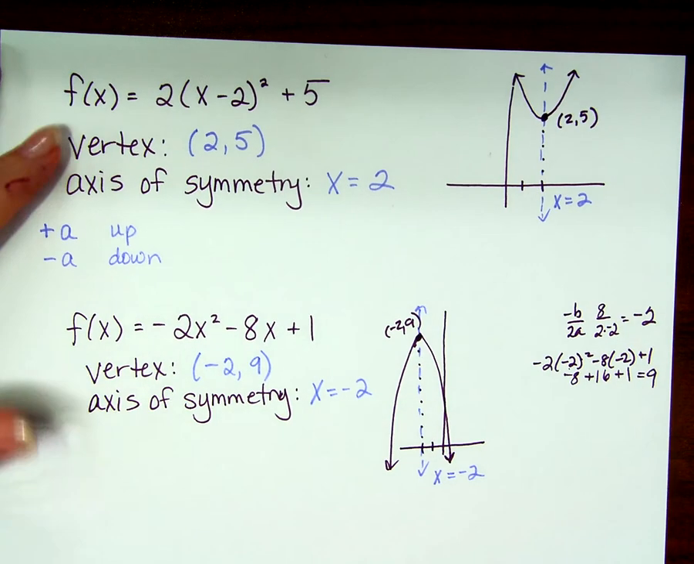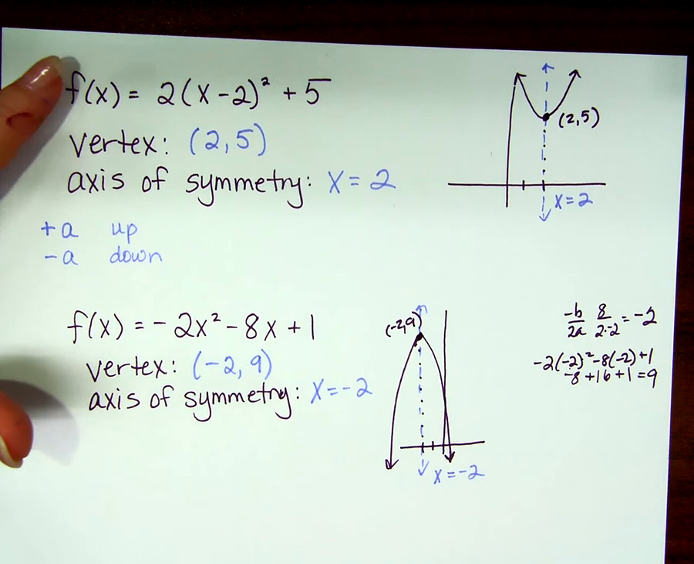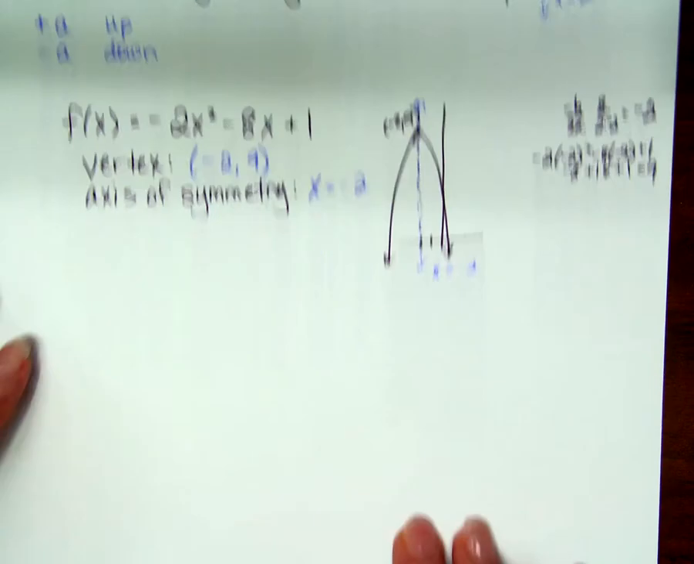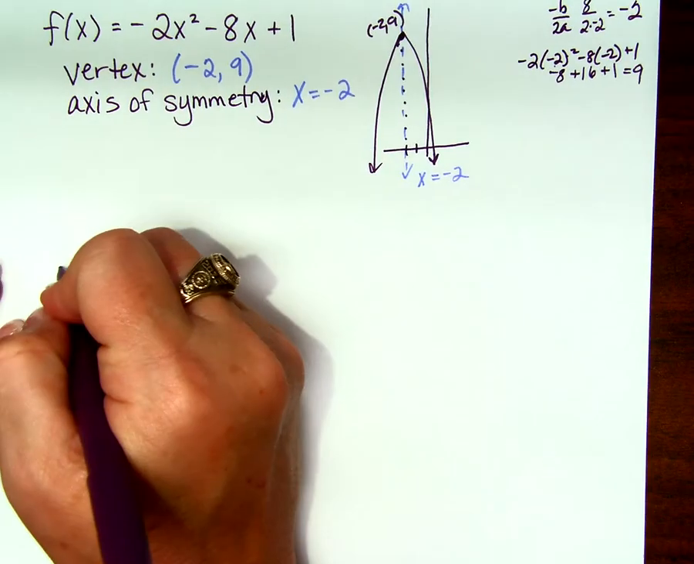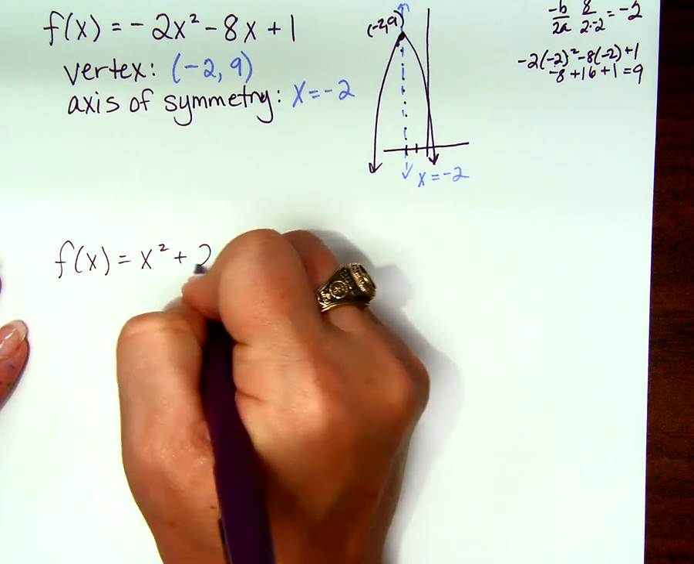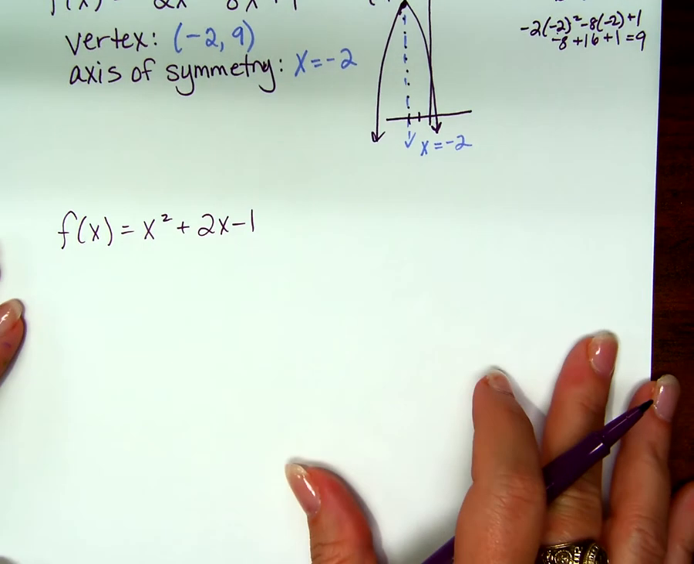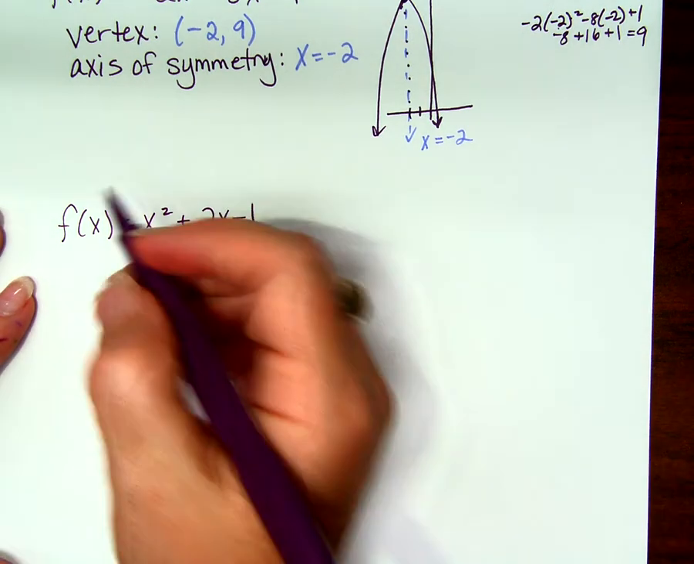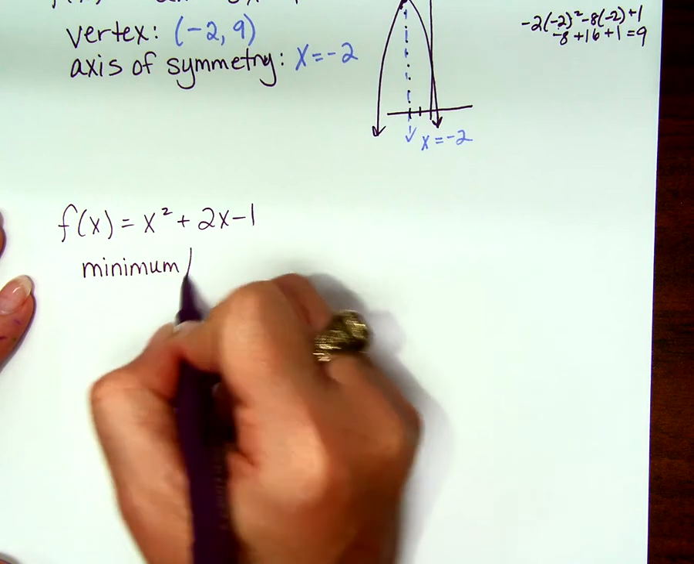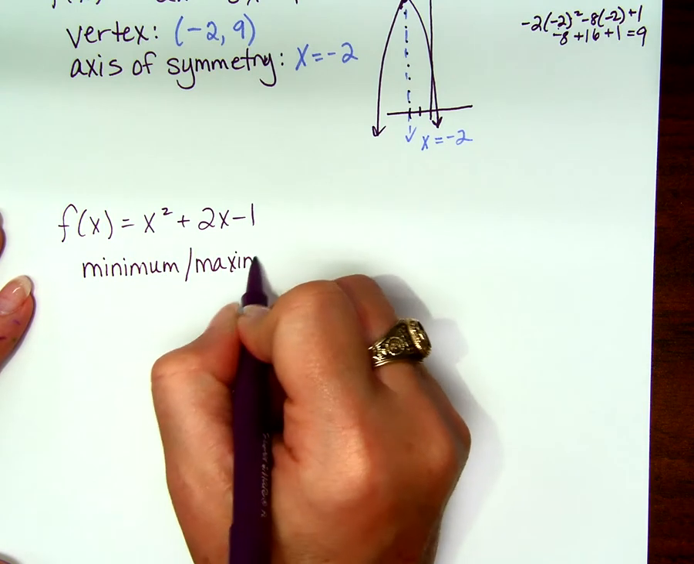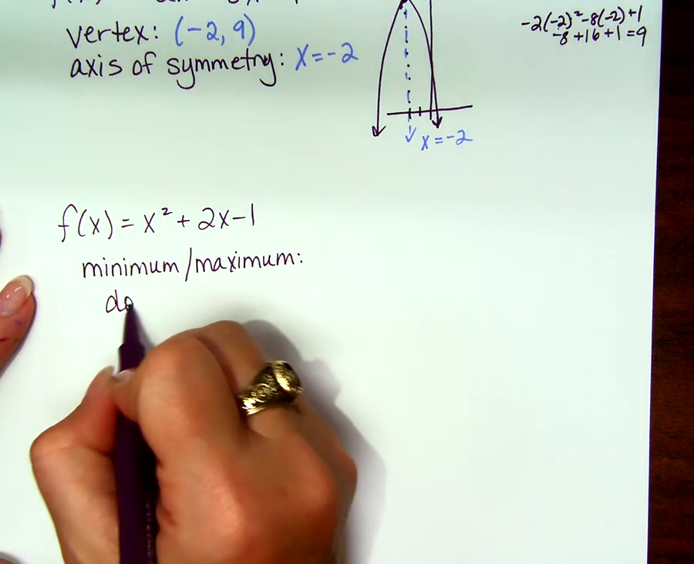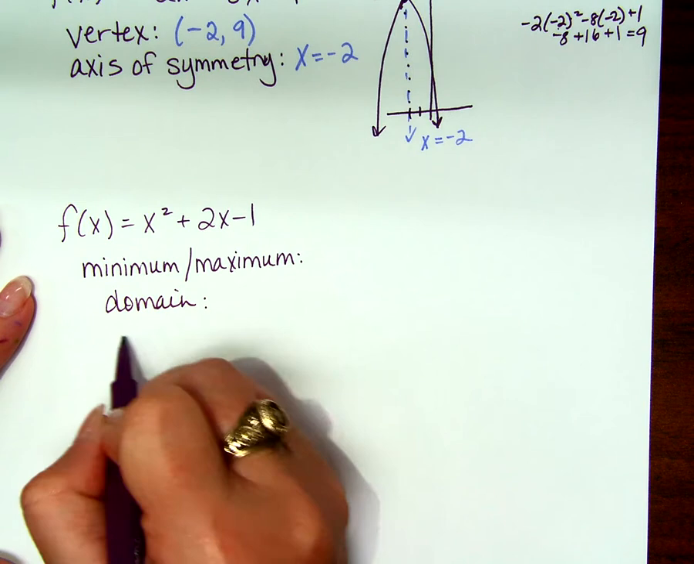Any questions on being able to find vertex and axis of symmetry, whether it's in vertex form or standard form? Okay, so there's one more section on your homework, when it gives you an equation or a function like this, but this time it asks for two different things. It asks for the minimum or the maximum, and it wants you to tell it which one it is, and then it asks for the domain and the range.